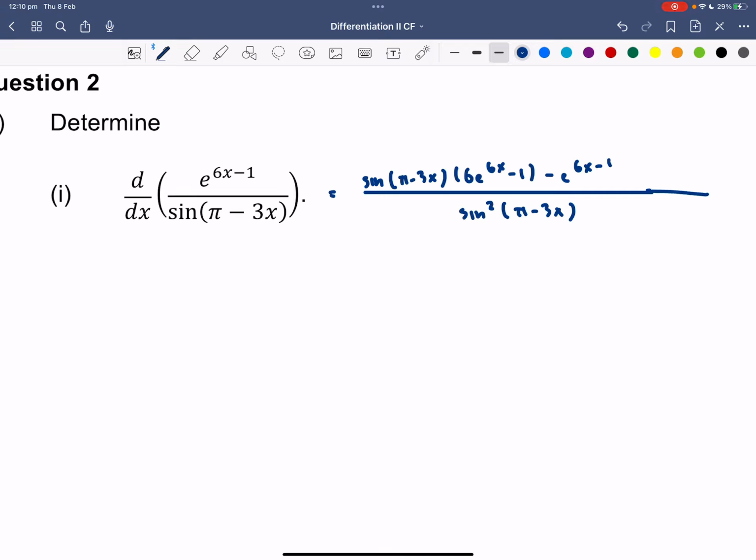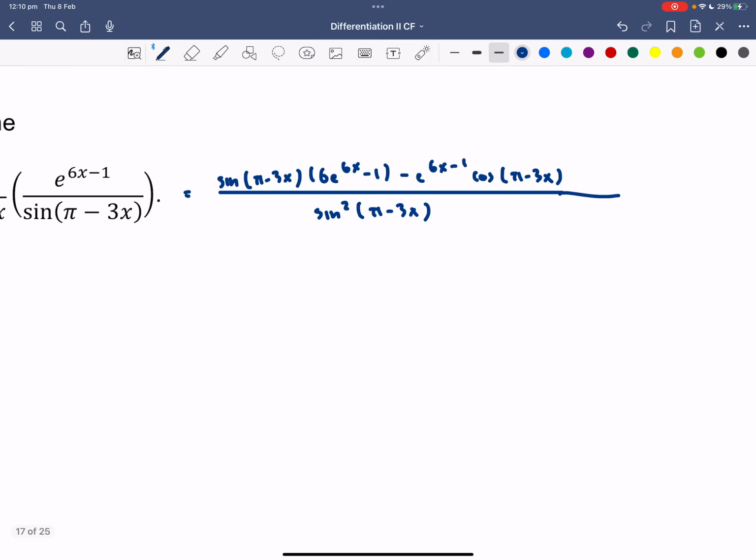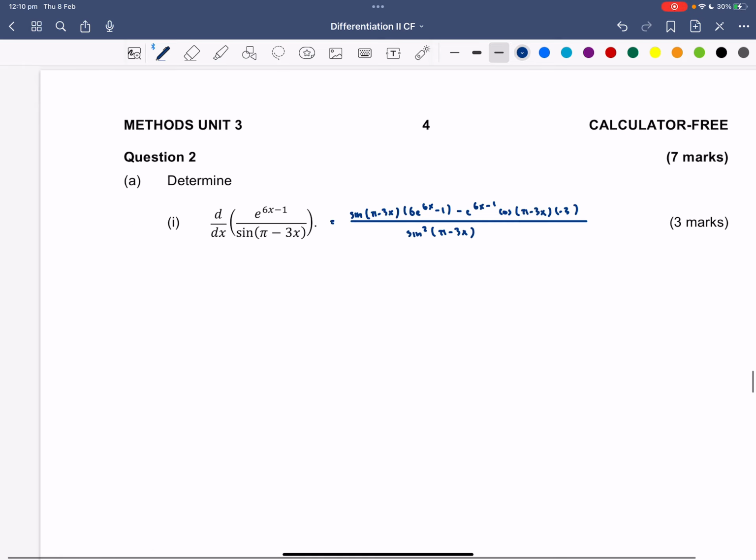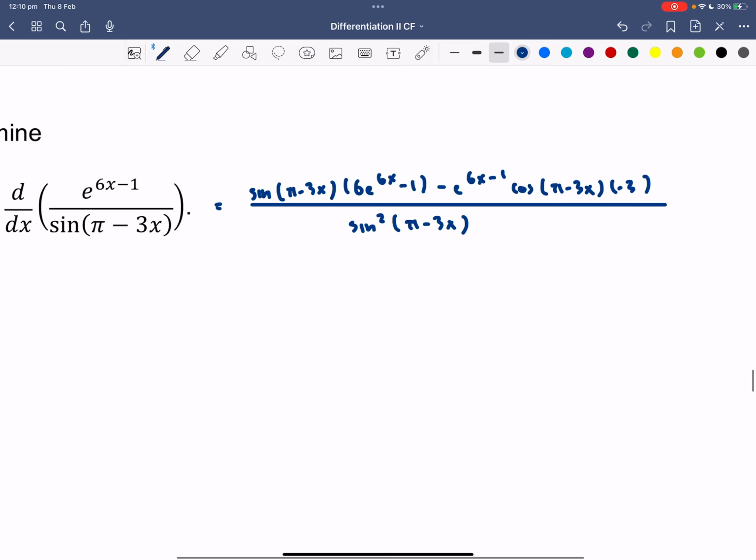Now we have to differentiate the denominator. We should all know the derivative of sine is cos. So that would be that. But then you also must multiply by the derivative of the angle. The derivative of pi take 3x is -3. And that's it. That's your derivative. It does not say simplify. If the question said simplify, which it does not, there's very little you can really do.